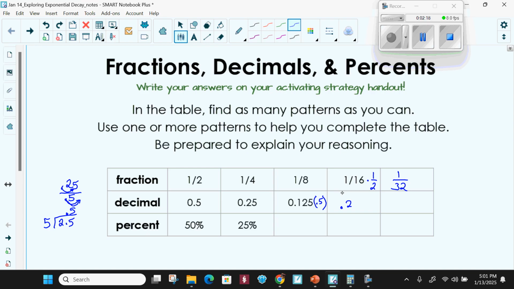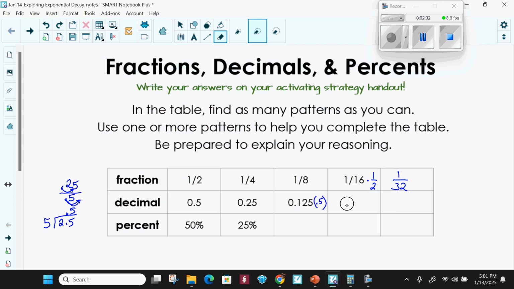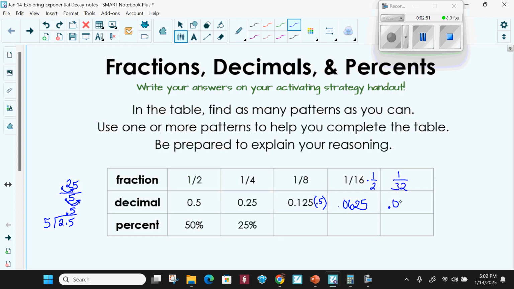I forgot the number. Well, let's do that on the calculator. So we take 0.125 and multiply by 0.5, and that gives us 0.0625. Okay, and then we're going to take that number and multiply that by 0.5 again, and that's 0.03125. Okay, so each time here we're multiplying by 0.5.